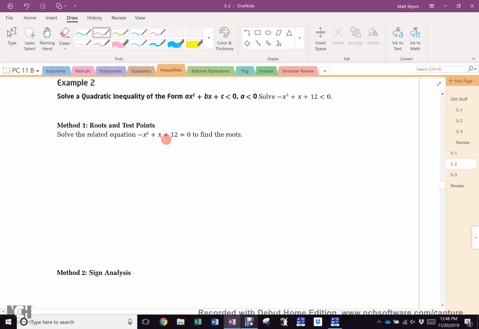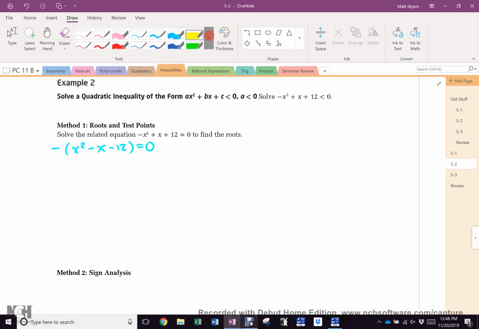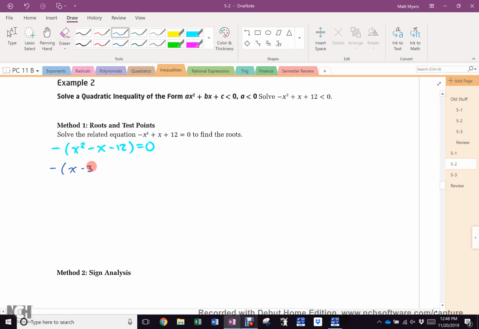So let's do this thing. Step 1. If I'm going to use roots and test points, it tells me what to do. I need the roots. Find the roots of this. Does it factor? Yes or no? Yes. What's coming out? Negative x squared minus x minus 12 equals 0. Now, can I factor that? What is it? x minus 3, x plus 3 and x. Right? Okay.